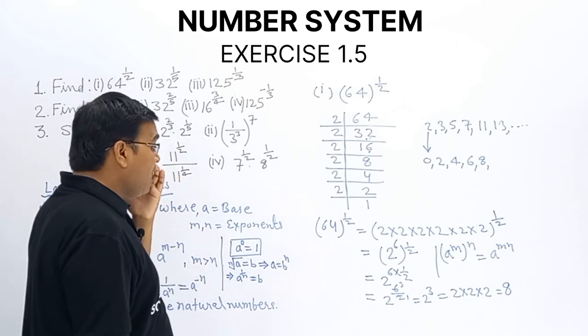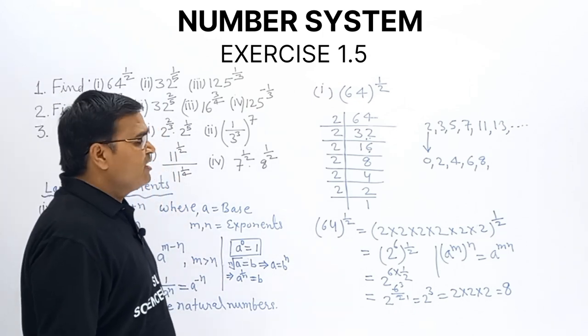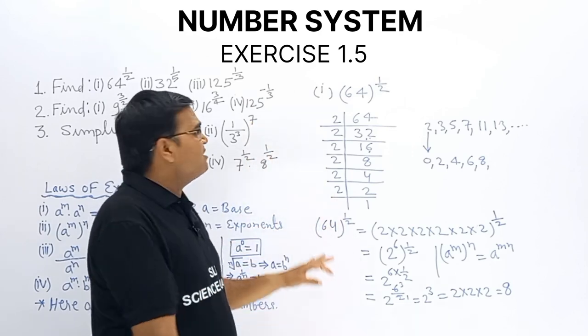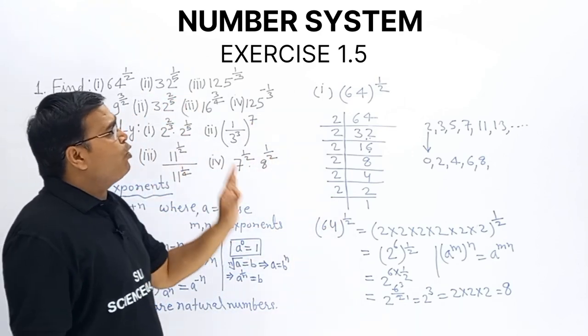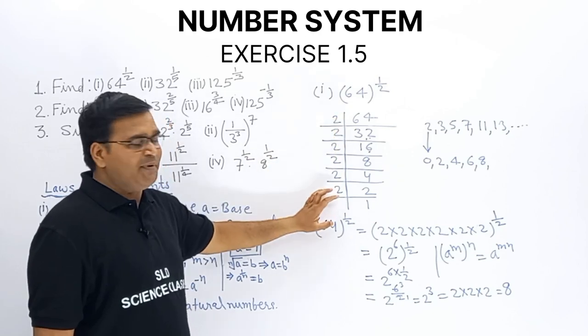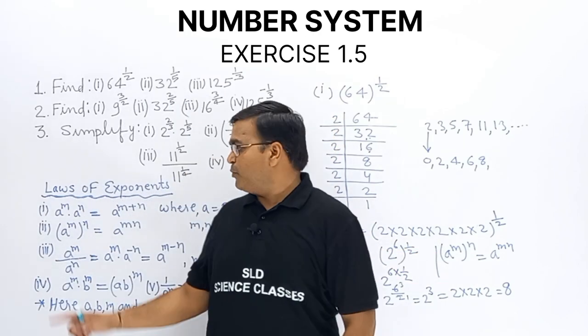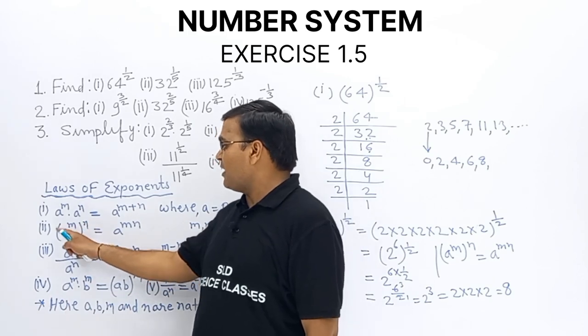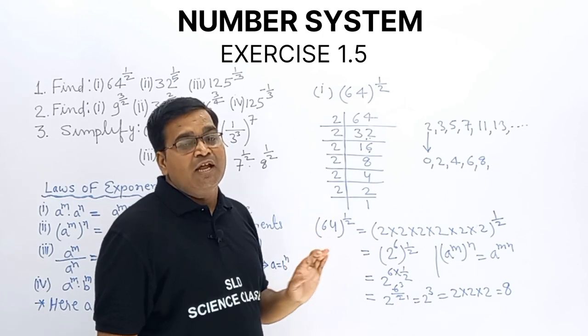Clear? Now this is the first question I solved. We will use this process in these questions. So for 64 whole power 1 by 2, first do prime factorization, write it this way, then it is in the form of laws of the exponent: a power m whole power n, and this will be a power mn, and we use that there.